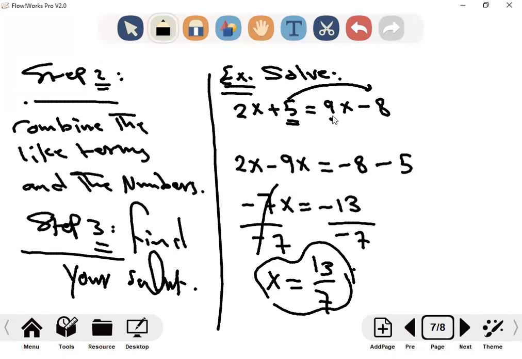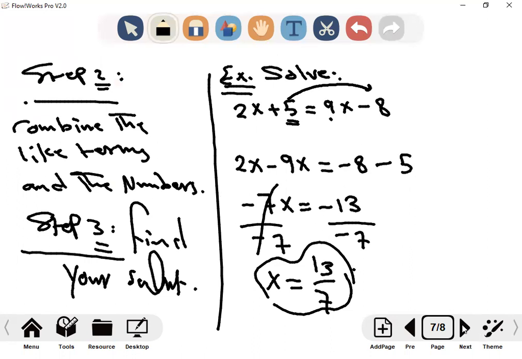For example, here we have x here and here. The 2x, keep it, and I transfer the 9x beside the 2x. The 9x is positive, becomes negative. Same for the negative 5, I put the 5 here, it will be negative 5. Now 2x minus 9x is negative 7x. Combine these two numbers, then find your solution.